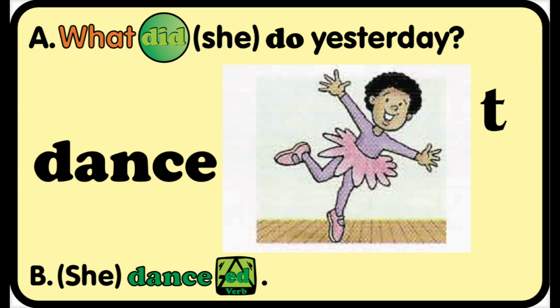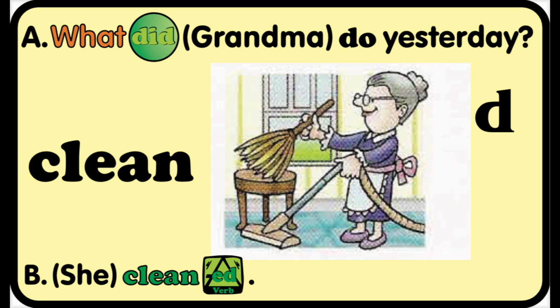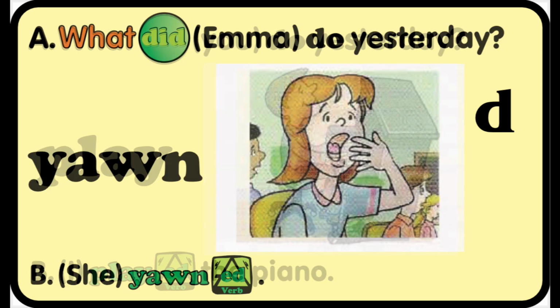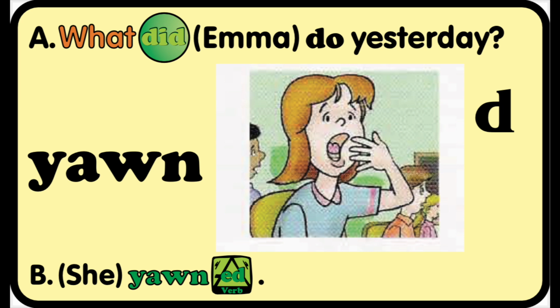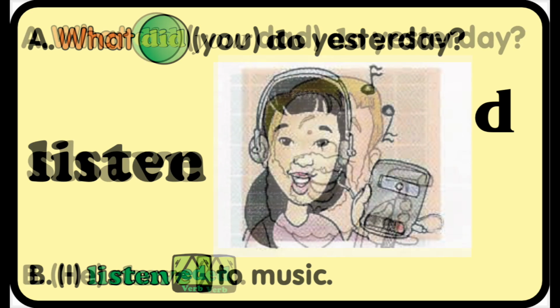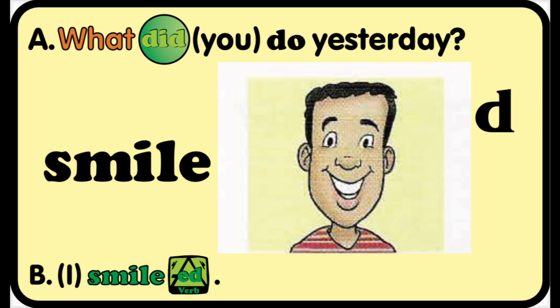What did she do yesterday? She danced. What did he do yesterday? He baked a cake. What did Grandma do yesterday? She cleaned the house. What did you do yesterday? I played the piano. What did Emma do yesterday? She yawned, bostezó. What did you do yesterday? I listened to music. Recuerda que listen siempre va con to. What did your dad do yesterday? He shaved. What did you do yesterday? I smiled.